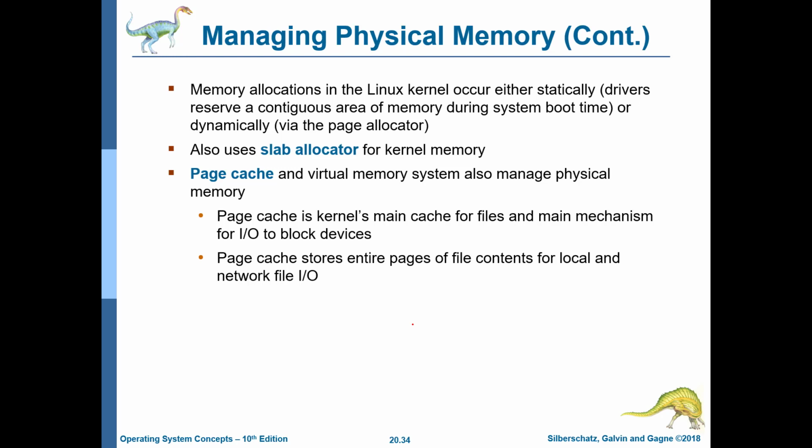So the memory allocations in the Linux kernel can happen statically, in the sense a driver would ask for a contiguous memory region, let's say at boot time or at loading time. Or we could have the page allocator for the kernel. For kernel memory, we can also use the slab allocator, which we will discuss. And furthermore, the page cache and parts of the VM system also reside in physical memory.